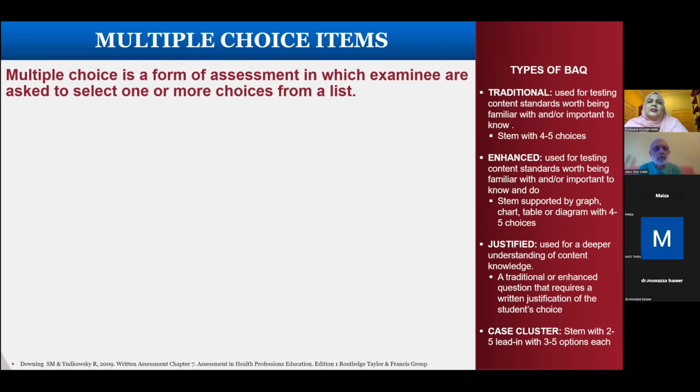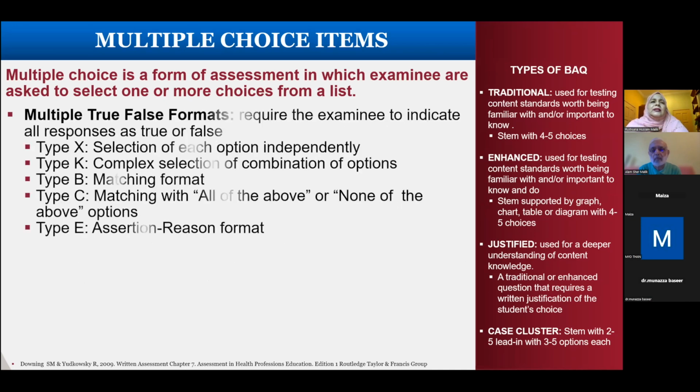Before we go to the BAQs, let's have a bit of a history of the multiple choice items. Multiple choice is the form of assessment in which examinees are asked to select one or more choices from the list provided. There is a multiple true-false format which requires the examinee to indicate all responses as true or false. We had type X, type K, type B, type C, and type E, which have their own characteristics and peculiarities. But most of these questions are not used currently, especially the type X. People have problems with that, and it has been considered redundant now.